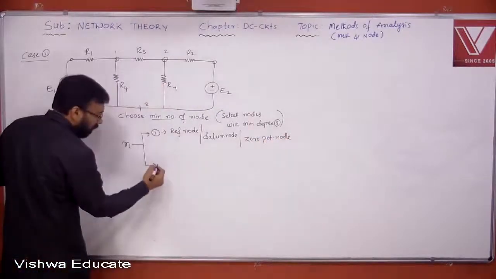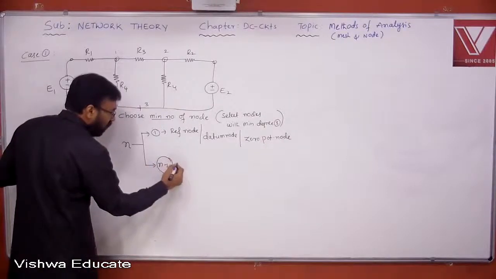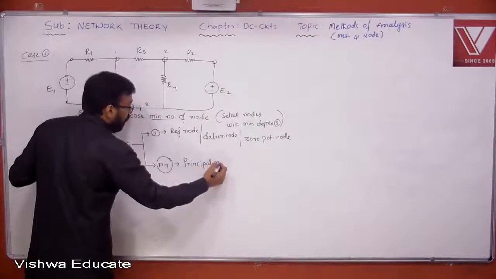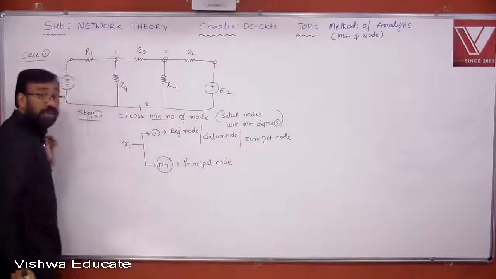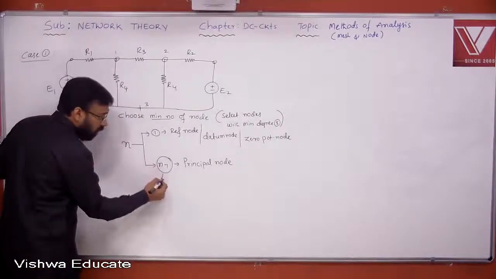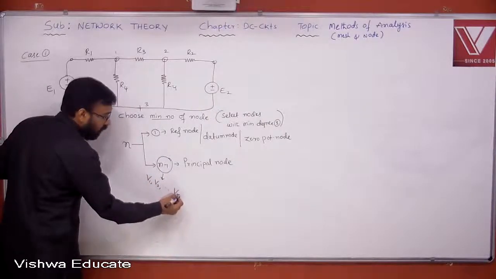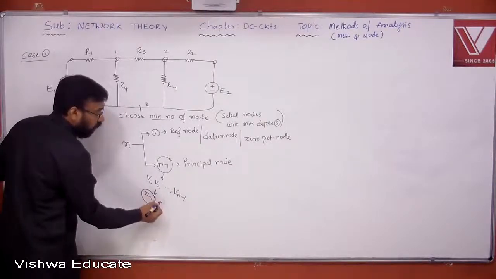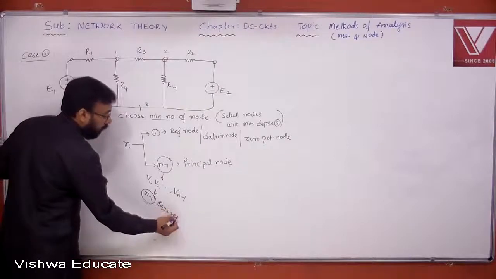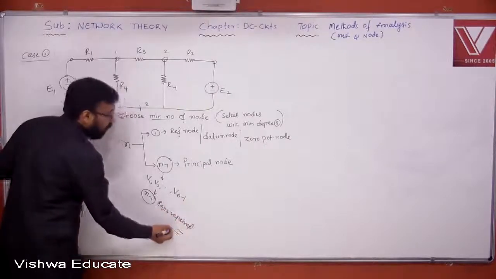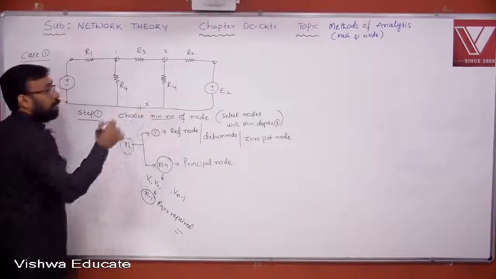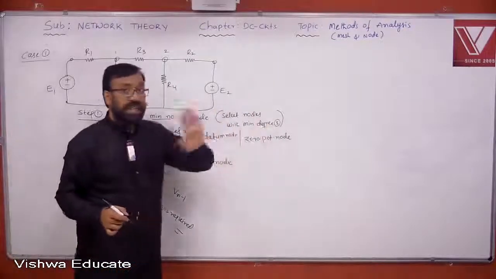Now, what are the remaining nodes available? n-1. These n-1 nodes are called principal nodes. Principal nodes. Understand, all of you? At each principal node, you now indicate a variable v1, v2, and so on. How many are there? vn-1. Therefore, n-1 equations are required to analyze the network with n number of nodes. What is n? N itself is the minimum number of nodes after selecting the nodes with minimum degree 3.